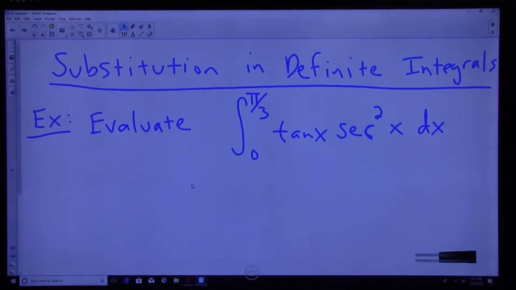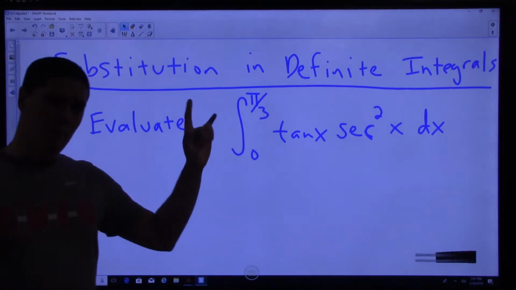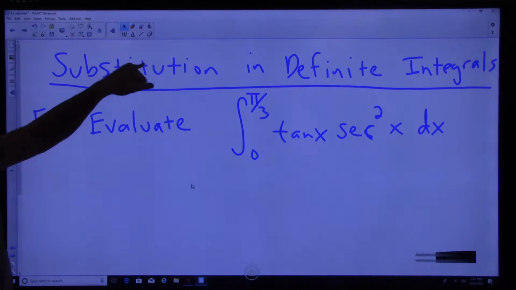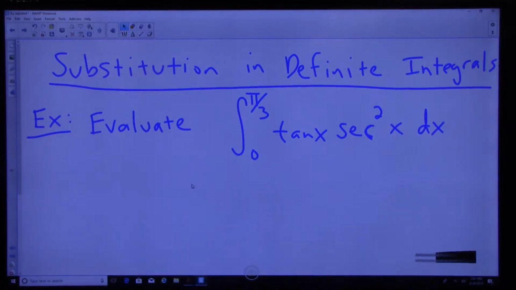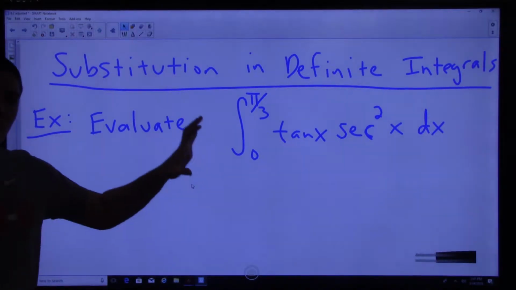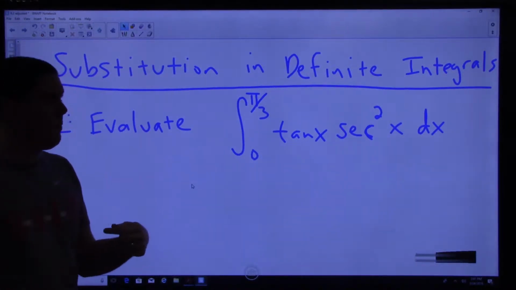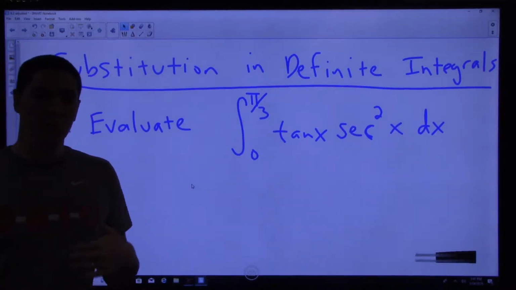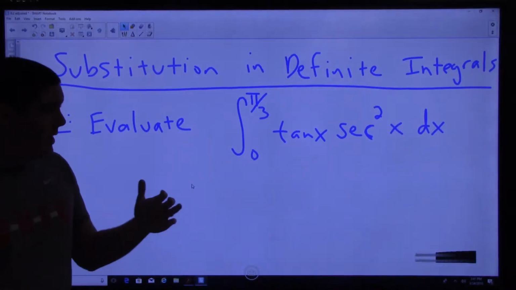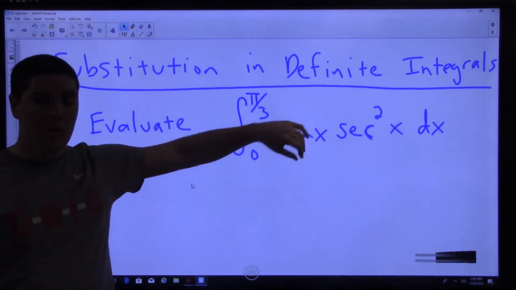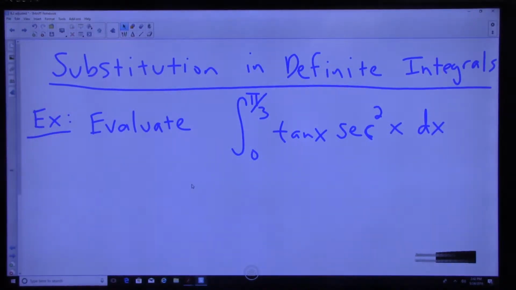Let's start with this example. I'm going to show you two different methods of solving this using substitution. If you remember with substitution, we're trying to let u equal some expression that, if you take the derivative of it, you're going to get some other expression in this integral.